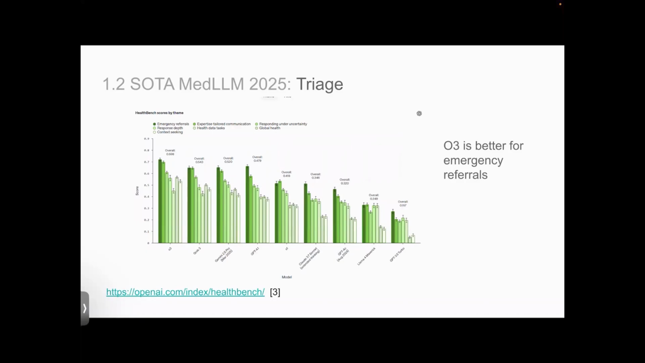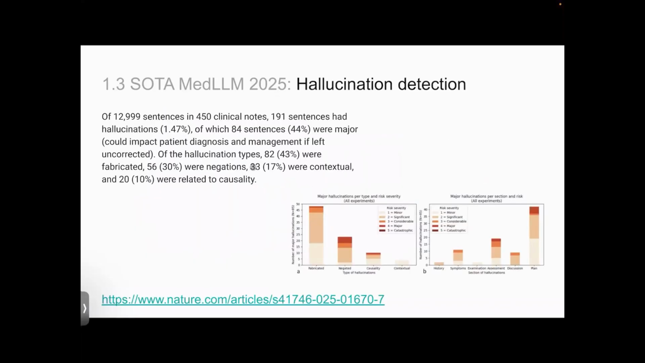So here I'm just showing that for the same triage, the equivalent in chat scenario is emergency referrals, and actually this is the most accurate classifier in HealthBench.